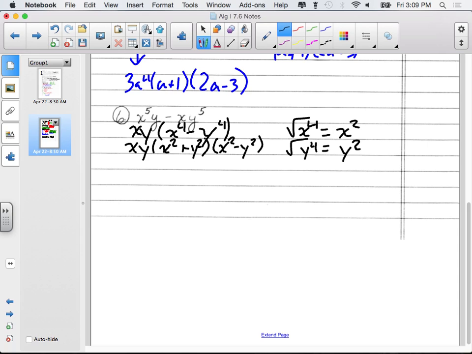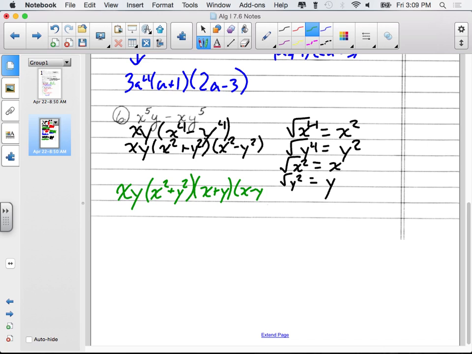So, for the next one, we take the square root of x squared. What's that? X. Then the square root of y squared, what's that? Y. So when we get all done, we should have x squared plus y squared times x plus y times x minus y. Oh, I see it now.